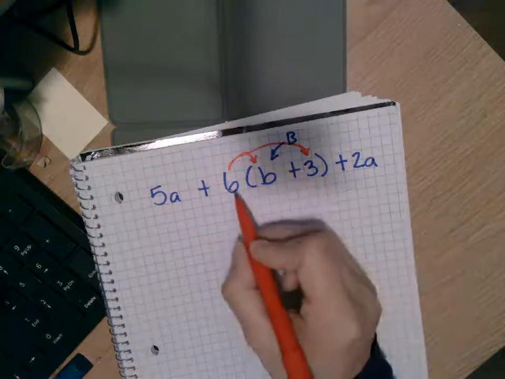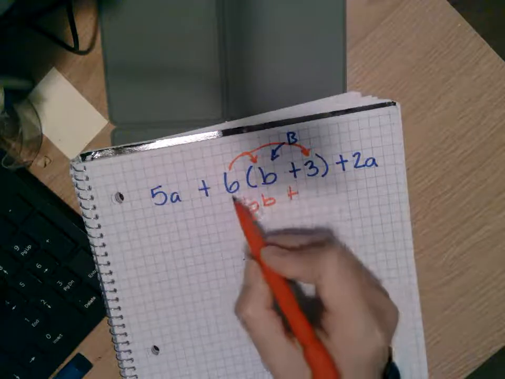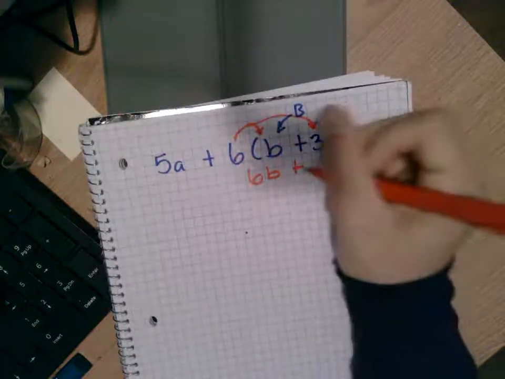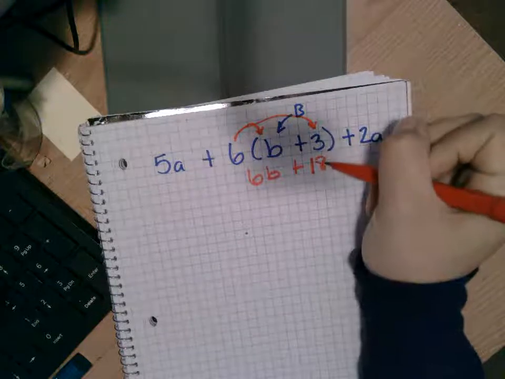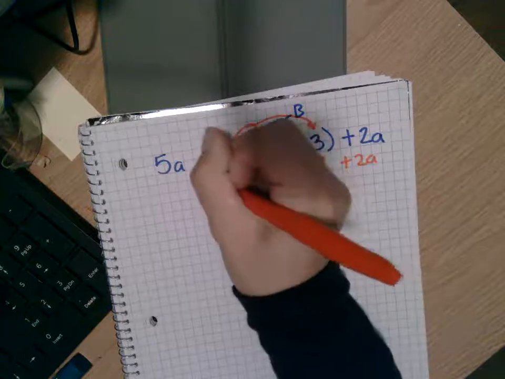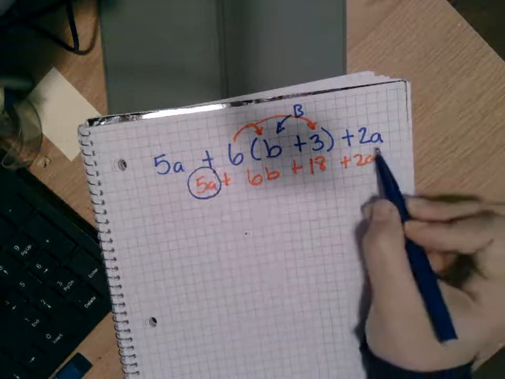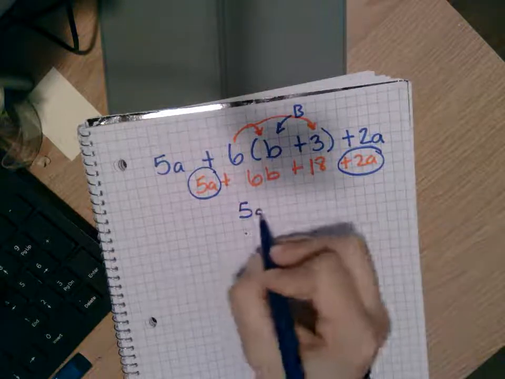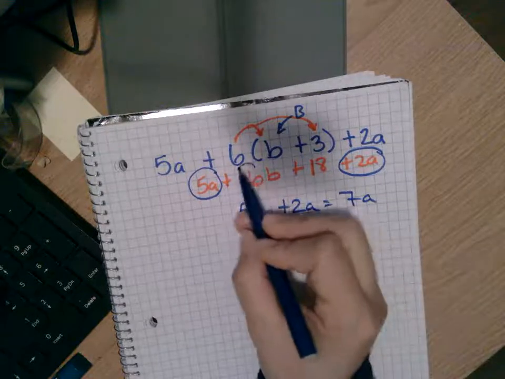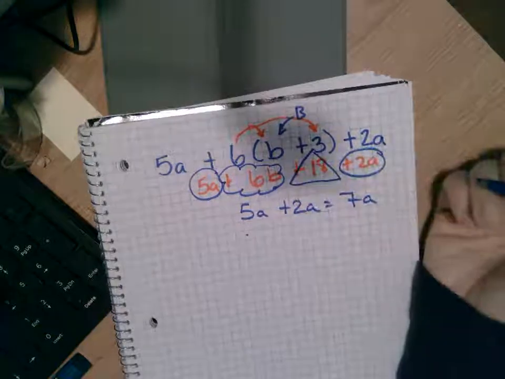So distribute, it would give you 6 times b is 6b plus 6 times 3. Do not forget, some of you are still forgetting to distribute the first number to the last one, 18. You don't write 3, you write 18. How did I get 18? 6 times 3. Plus 2a plus 5a. So we are going to circle the a's. So 5 apples plus 2 apples equals 7 apples. And then the b has nowhere to go. And the 18 has nowhere to go.